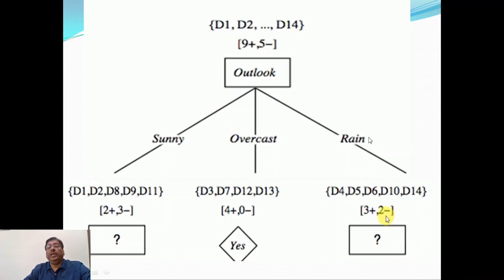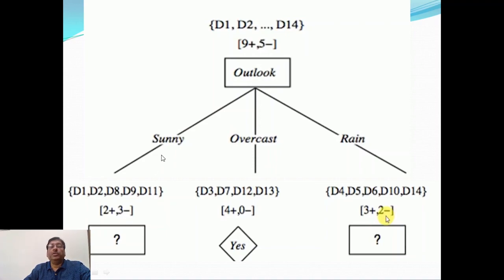Similar is the case with rain. When you go with rain, you cannot decide because rain appears 5 times, and in that it is 3 times positive, 2 times negative, and so on. So you cannot make a decision over here. Now what we need to do is further find the entropy for sunny and for rain, that is, entropy with respect to sunny and entropy with respect to rain, as you are not able to make a decision because of the number of times it appears with positive and negative instances.